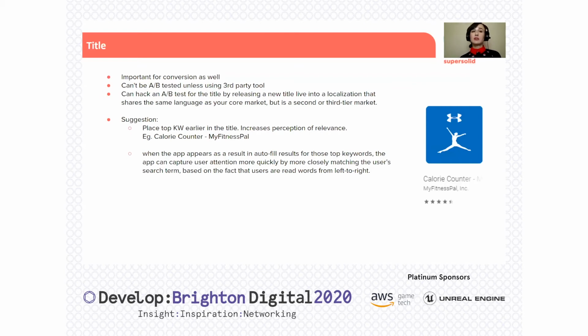For example, placing the top keywords earlier in a title, so it increases the perception of relevance. For example, MyFitnessPal, it first says calorie counter, then MyFitnessPal. So when somebody's looking for a calorie counter, they basically see it saying calorie counter first, which increases the perception of its relevance in the game. And also the app appears as a result in the autofill. So it's quite useful.